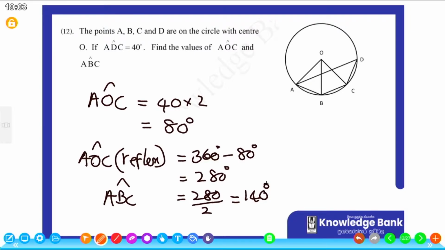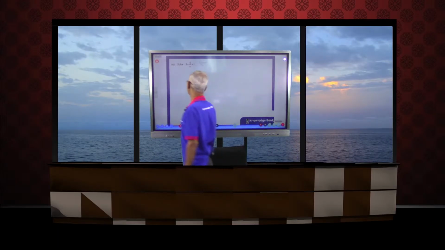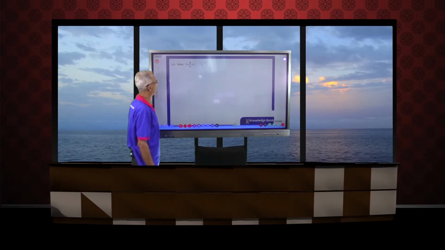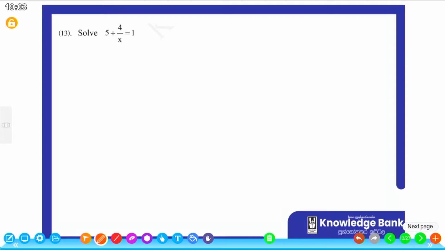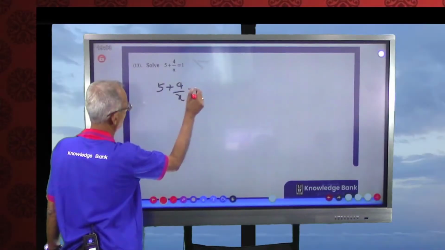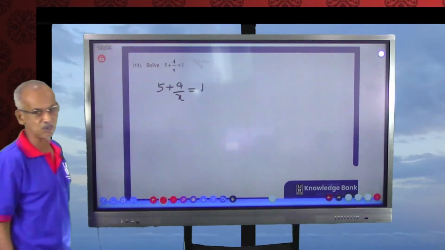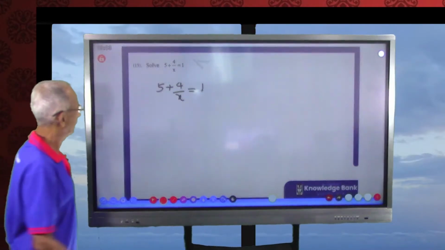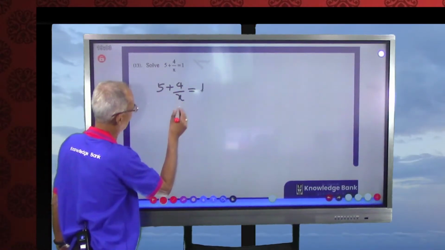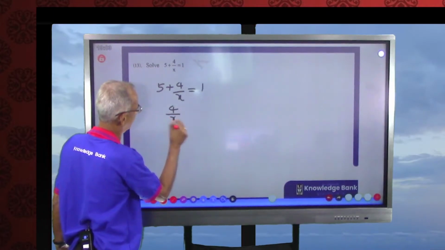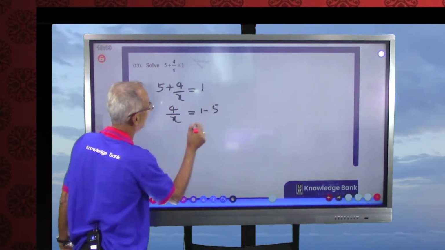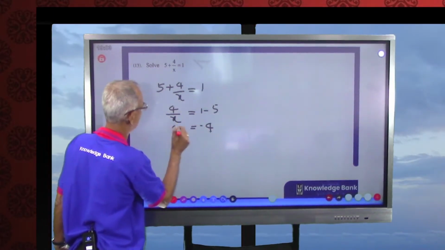Okay, then let's turn to the next question. Question number 13. A simple equation. We have to find the value of x. Solve means how to find the value of x. 5 plus 4 over x equals 1. I will subtract 5 from both sides. Then on my left hand side, that is 4 over x, equals 1 minus 5, which is minus 4.